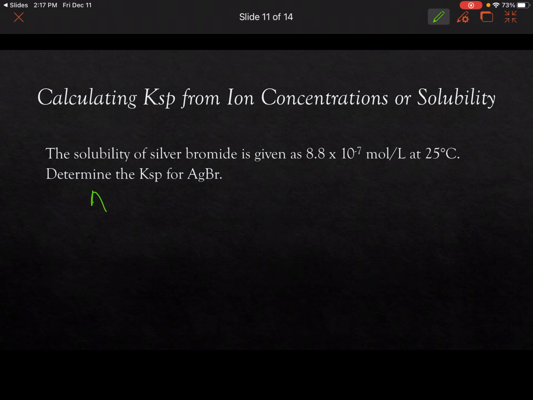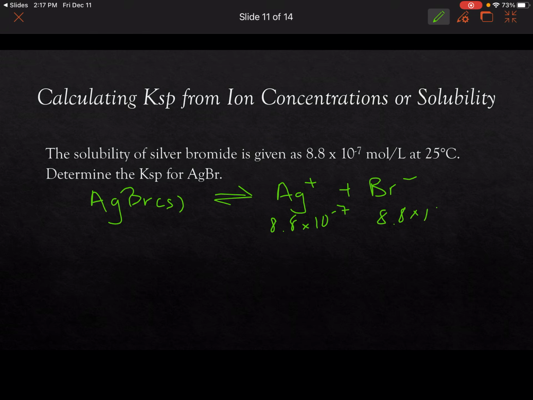So again, we're going to write our dissociation equation here. Ag plus, Br minus. And now that 8.8 times 10 to the negative 7, that's the solubility. So that means that is what these concentrations are. So I've got a concentration of the silver plus as that, as well as the Br minus. So now I can literally just dump those values into my KSP equation here to find the answer.